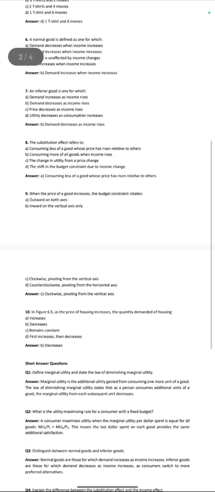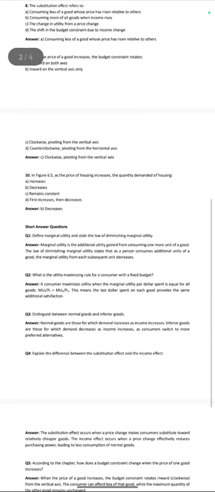MCQs number 8. The substitution effect refers to... The answer is option number A. Consuming less of a good whose price has risen relative to others. MCQs number 9. When the price of a good increases, the budget constraint rotates... The answer is option number C. Clockwise, pivoting from the vertical axis.